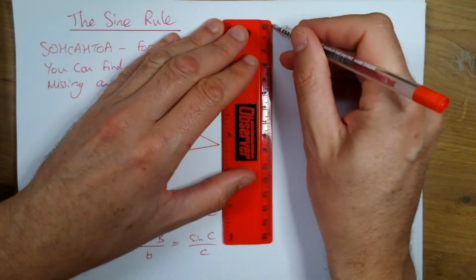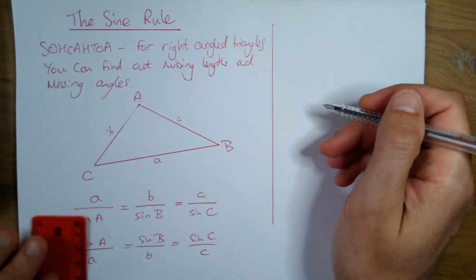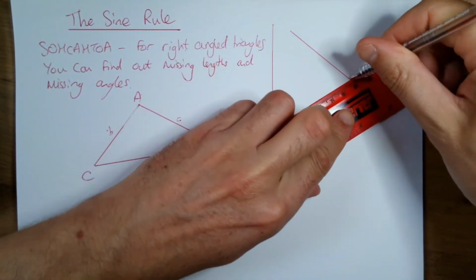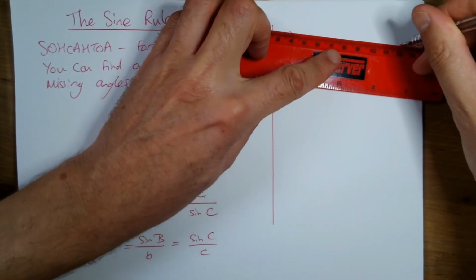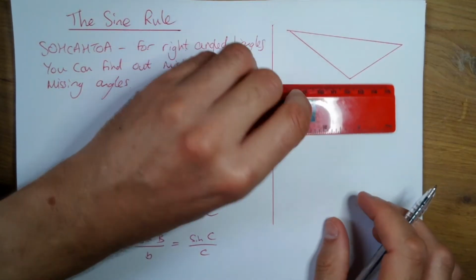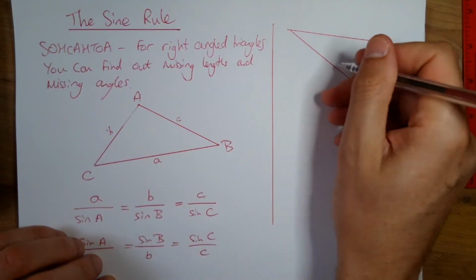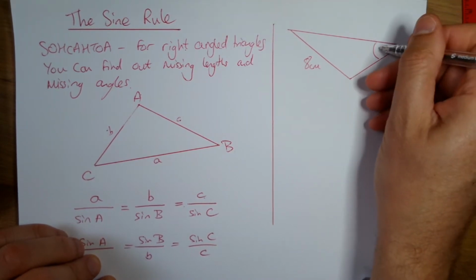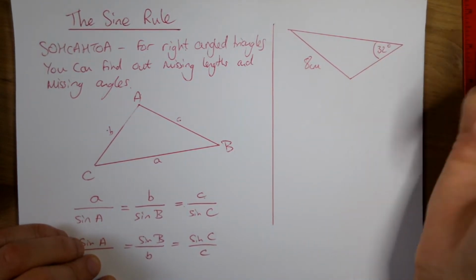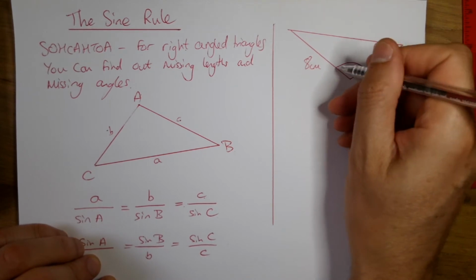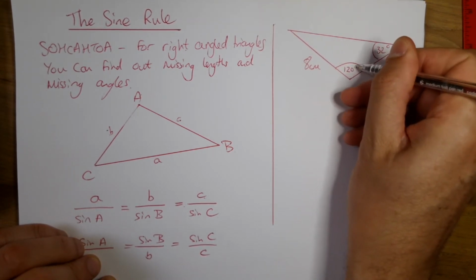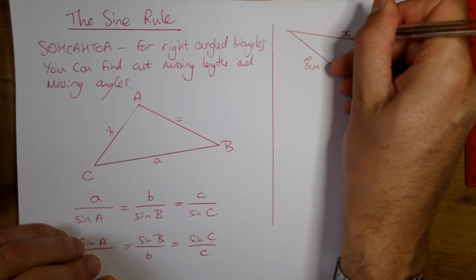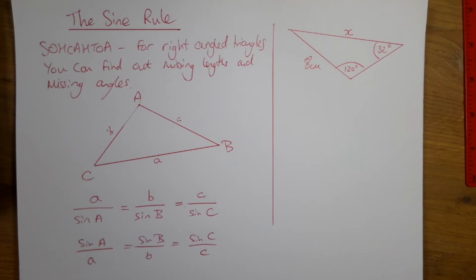Let's just put a rule down here. Now I'm going to make up a question. We're just going to do one half of the sine rule today: we're going to look at finding sides. So I'm going to put 8 centimeters here. I'm going to give you this angle here of 32 degrees, and then this angle here, which looks like something like 120 degrees. And what we're going to do is calculate this side, which I'm going to call little x.